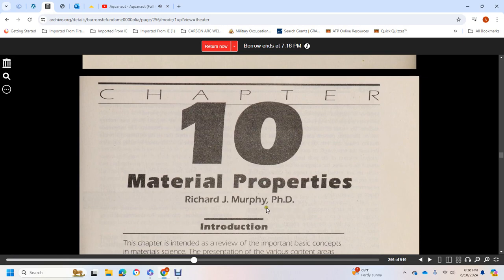Alright, Chapter 10, Material Properties.